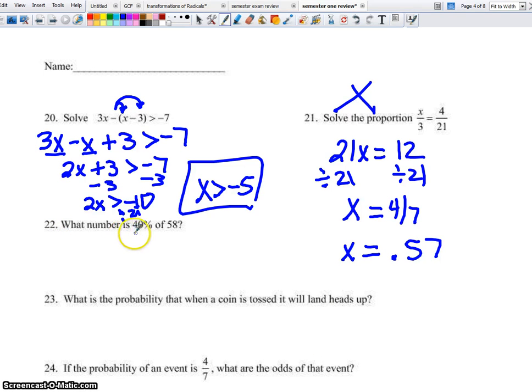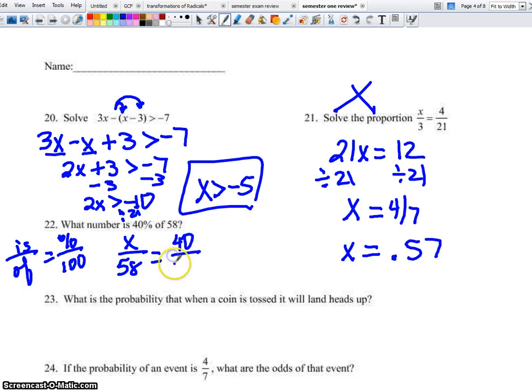What number is 40% of 58? This is your is over of equals percent over 100. What number is? So x goes in my is spot. Of is going to be 58 equals 40% over 100. So 100x is equal to 58 times 40. So 58 times 40 divided by 100, and you end up with x is equal to 23.2.